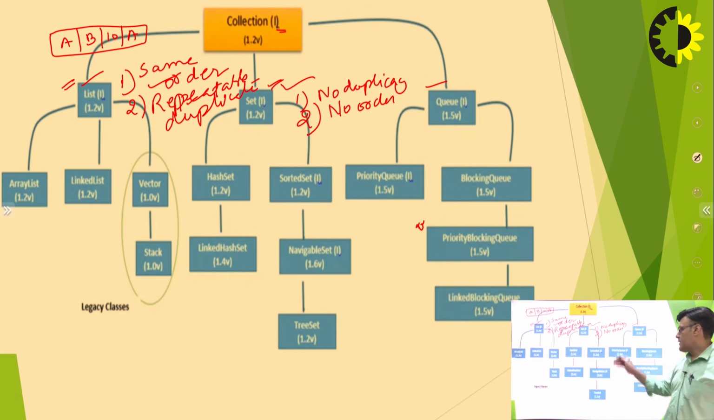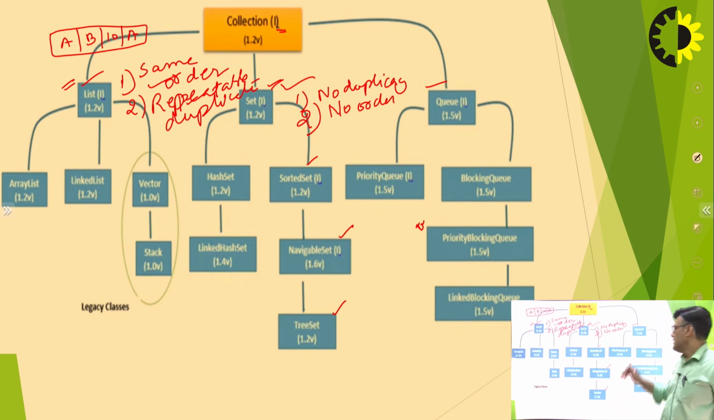And if the user wants to keep elements in some sorted order, then the SortedSet interface is used. NavigableSet means, for example, what is the element that will come next, and what is the element that comes before. These operations are supported by the NavigableSet interface, and the implementing class is TreeSet.